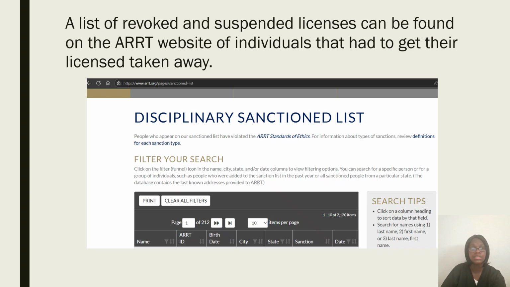ARRT does have a list of revoked and suspended licenses that can be found on their website, of individuals who had their license removed, revoked, or suspended. I have the link posted right here, and this is how that page will look. It gives the name, the ARRT ID, birthday, city, state, and the date. It gives all that information. As you can see, there are a lot of names on here, over 2100 names.